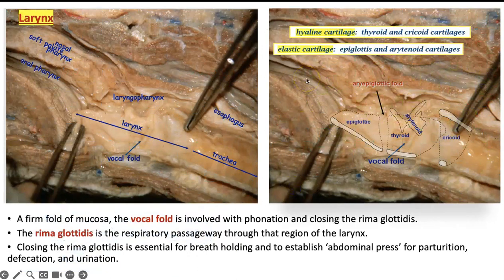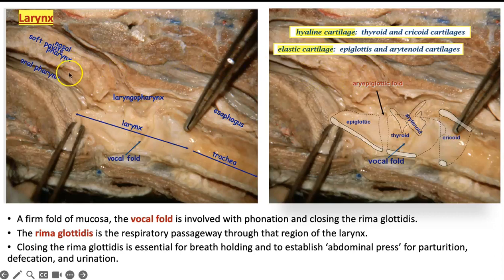Right. So from gross anatomy, we know there are many cartilages present in the larynx. So we have thyroid, cricoid, epiglottis, arytenoid. Some of these cartilages will be elastic cartilage, some will be hyaline cartilage. Hyaline cartilage such as the thyroid and the cricoid cartilage, elastic cartilage such as the epiglottis and arytenoid cartilage.